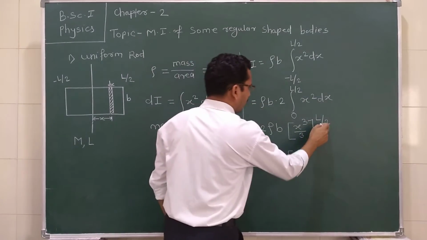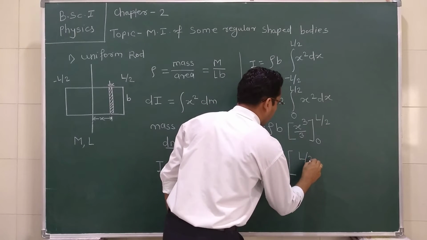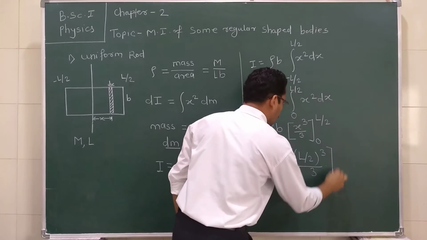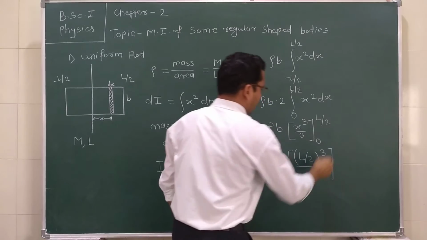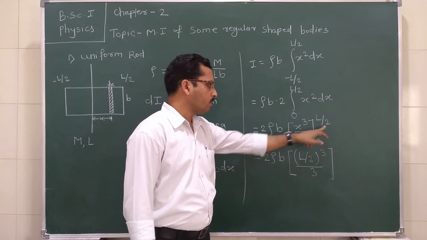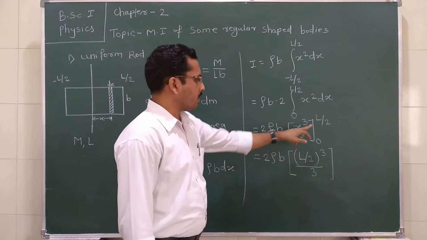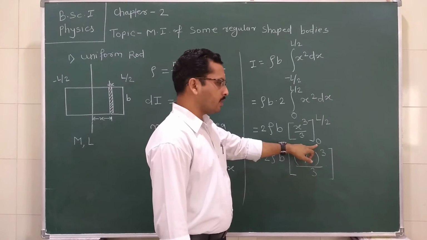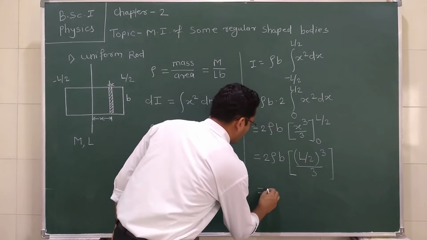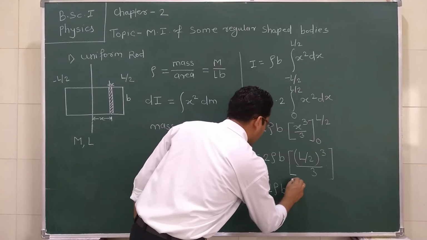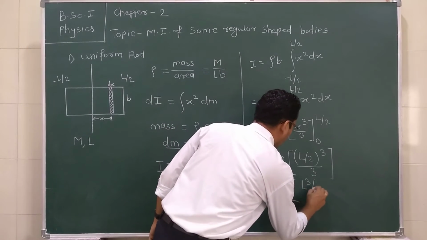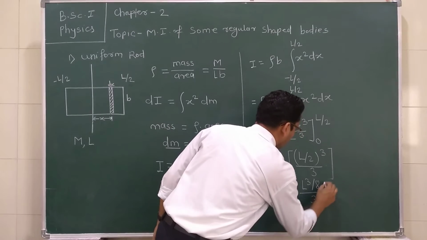Now it is 2 rho b. What is the upper limit? L by 2. So we write L by 2 and its cube, divided by 3, minus 0, so we omit that term. We put the value of L by 2 in place of x for the upper limit, and the lower limit is 0, therefore its value comes to be 0, so we omit that term. So it is equal to twice rho b. What is L by 2 cube? It is equal to L cube divided by 8, and divided by 3.